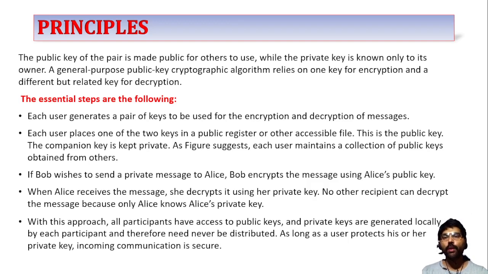Public key cryptography principle. The public key of the pair is made public for others to use, while the private key is known only to its owner. The general purpose public key cryptographic algorithm relies on one key for encryption and a different but related key for decryption. Here we have two keys. One key is owned by the owner and the other key is given to all the users.